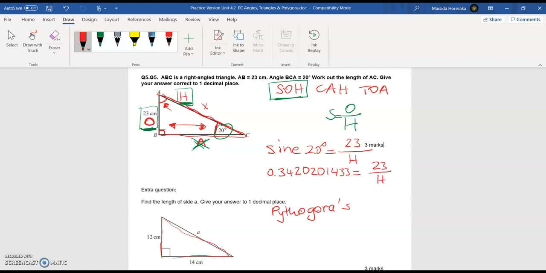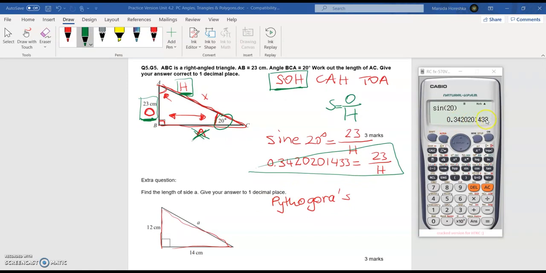So the hypotenuse, if you can think of this as a triangle, so we get this. The hypotenuse is equal to 23 divided by 0.342020143. So that's what we're going to be doing now.